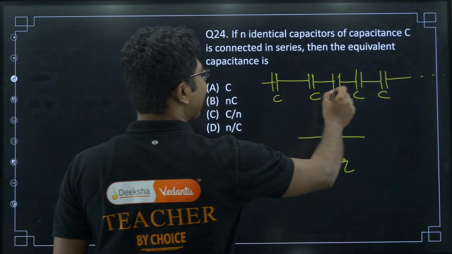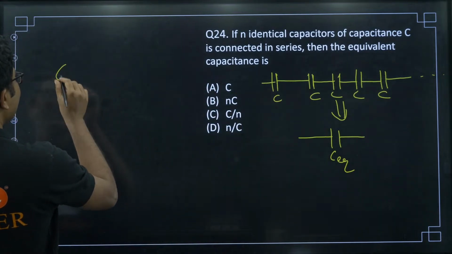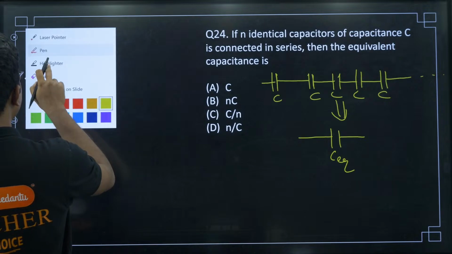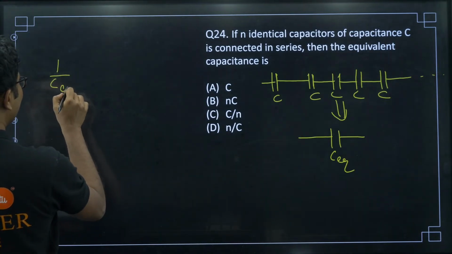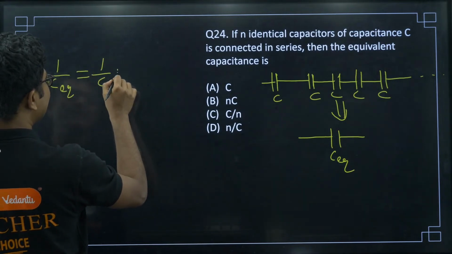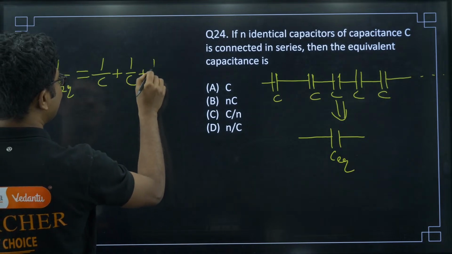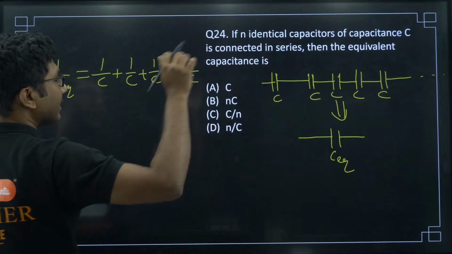So, all of them are connected in series, right. In case of series connection of capacitors, what is the equivalent capacitance? Let me clear the doubt about this. 1 by Ceq is 1 by C plus 1 by C plus 1 by C plus dot dot dot 1 by C, up to n terms, right.